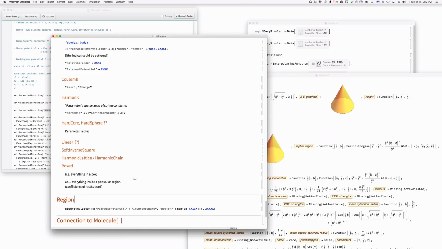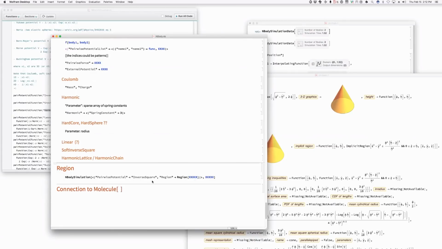So by the way, this is region, and we might support something like the unit box. The unit box is probably already supported as a simple region. I don't know how you get the unit box, but it's probably pretty easy. So by the way, you're saying that connection to molecule is hopeless, basically. At least for now. We did discuss it, but it's not for the next year.